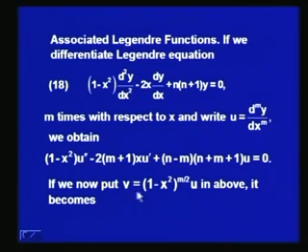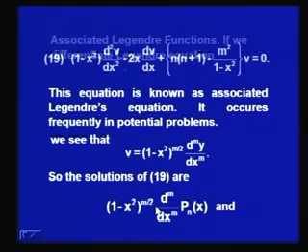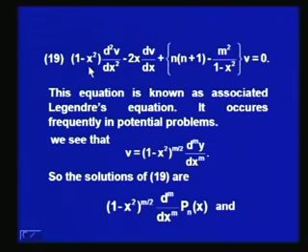Now, if we put v equal to 1 minus x square to the power m by 2 into u in this equation, then it becomes the following: 1 minus x square into d square v over dx square minus 2x dv by dx plus n into n plus 1 minus m square over 1 minus x square into v equal to 0. This equation is known as associated Legendre's equation, and it has applications in the potential theory. It occurs frequently in potential problems.